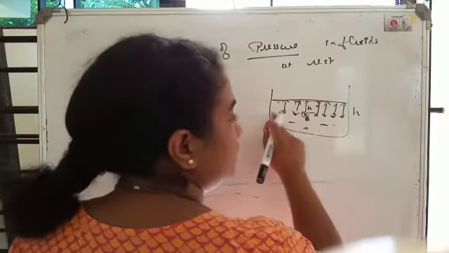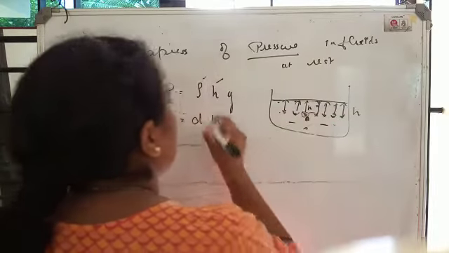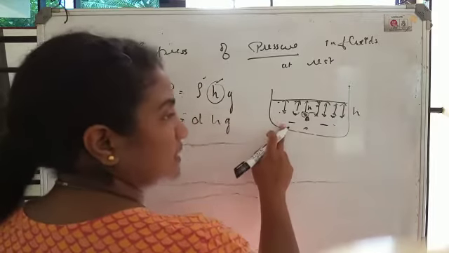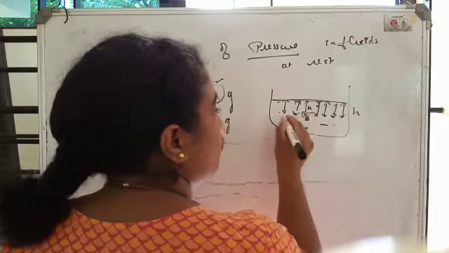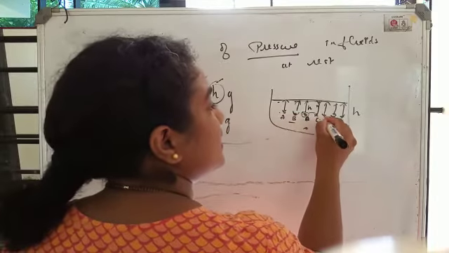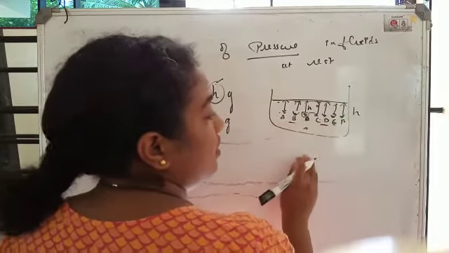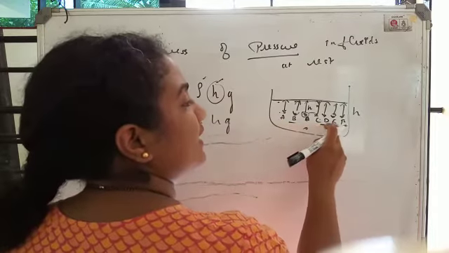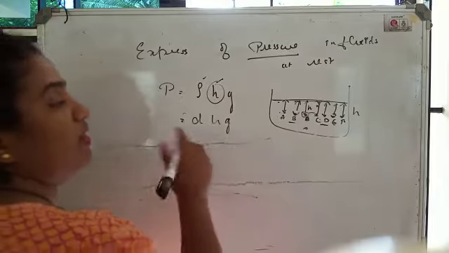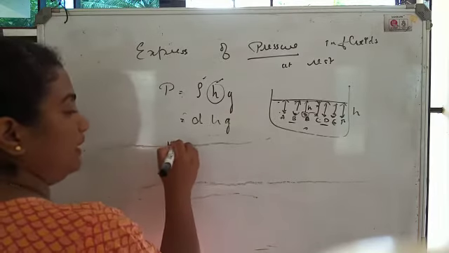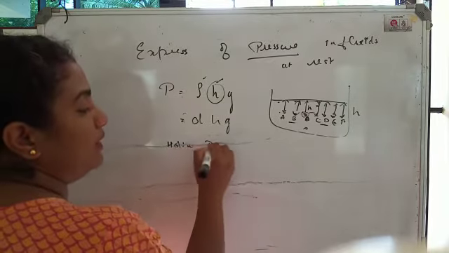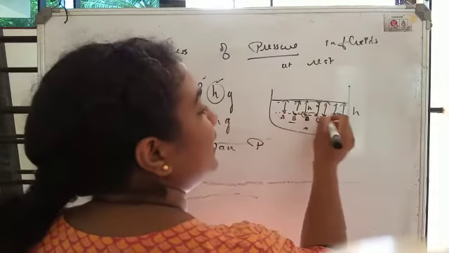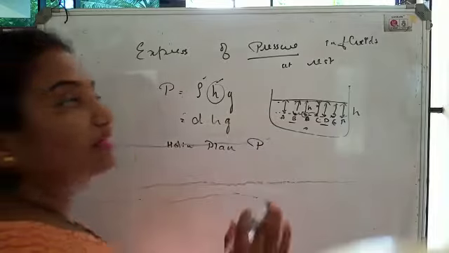So because of that, h will be the same. As h is the same, and the density of the fluid and g are the same, for all these points, if we consider them as A, B, C, D, E and F, the pressure at A, B, O, C, D, E, F will all be the same. So in a horizontal plane the pressure will be the same. In a horizontal plane you can take any point, and the pressure will be the same.